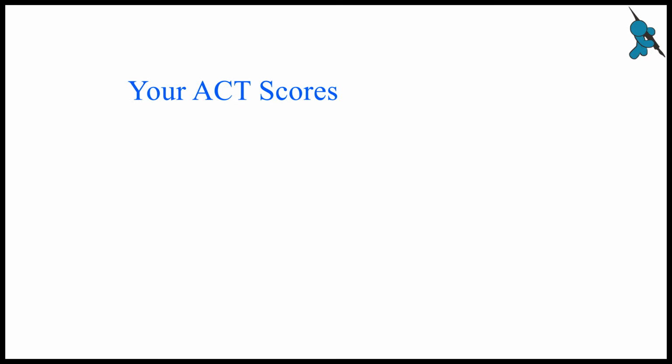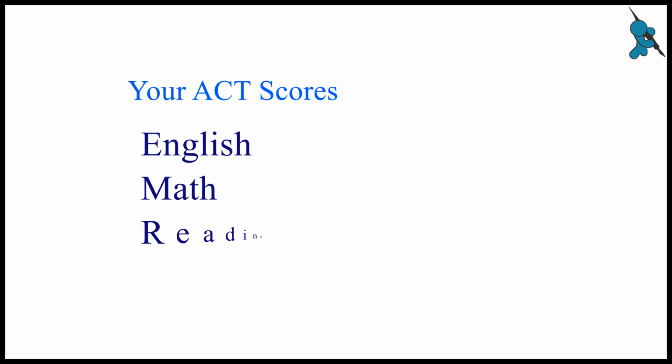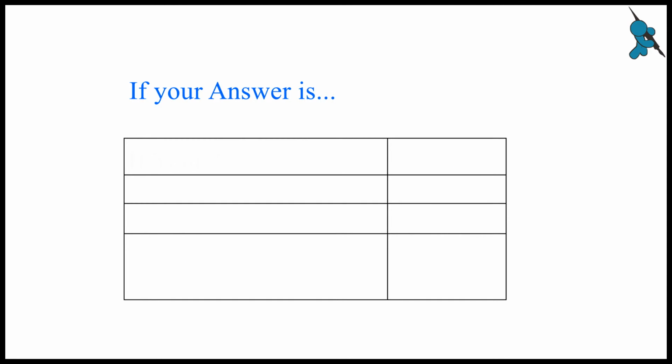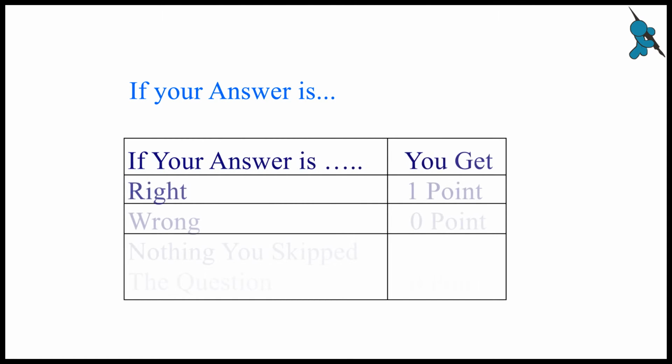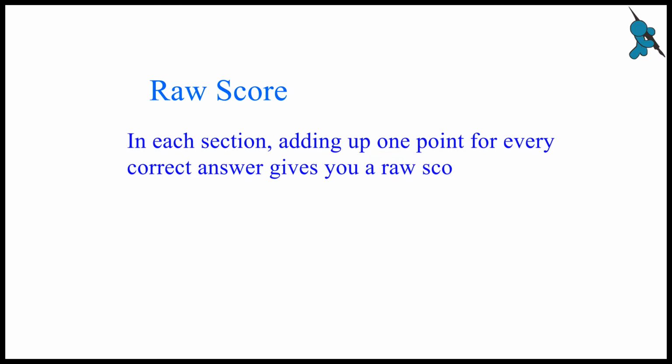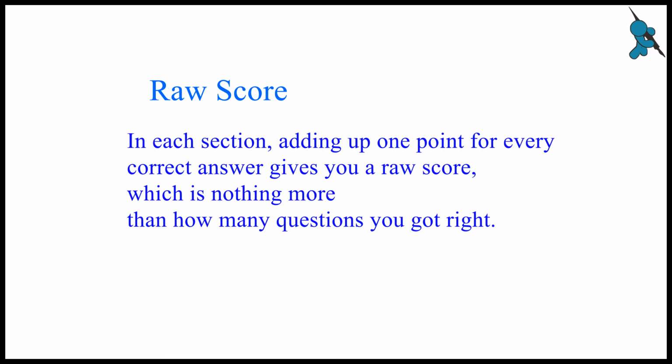As mentioned in an earlier video, the test has 4 multiple-choice sections in the subject areas of English, math, reading, and science. In each of these sections, you will earn 1 point for every correct answer. You get 0 points for every wrong answer, just the same as you would have if you had skipped the question entirely. In each section, adding up 1 point for every correct answer gives you a raw score, which is nothing more than how many questions you got right.